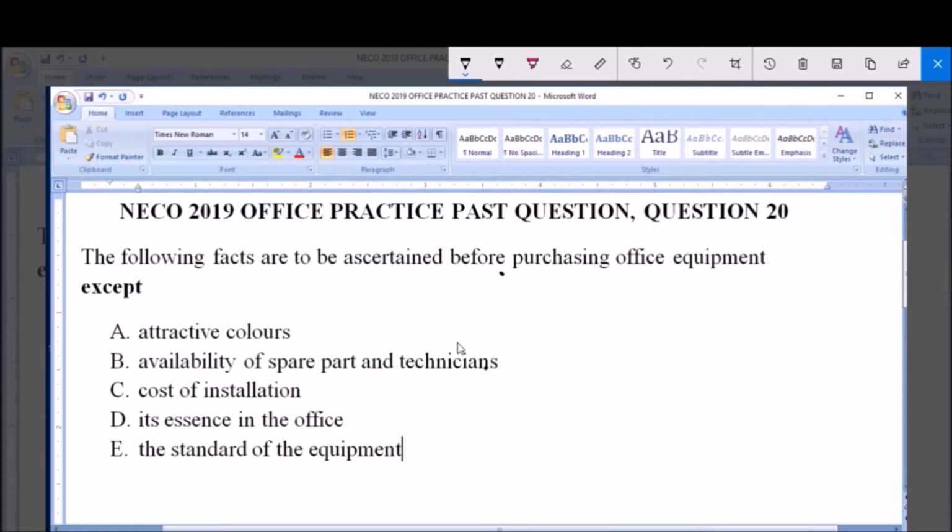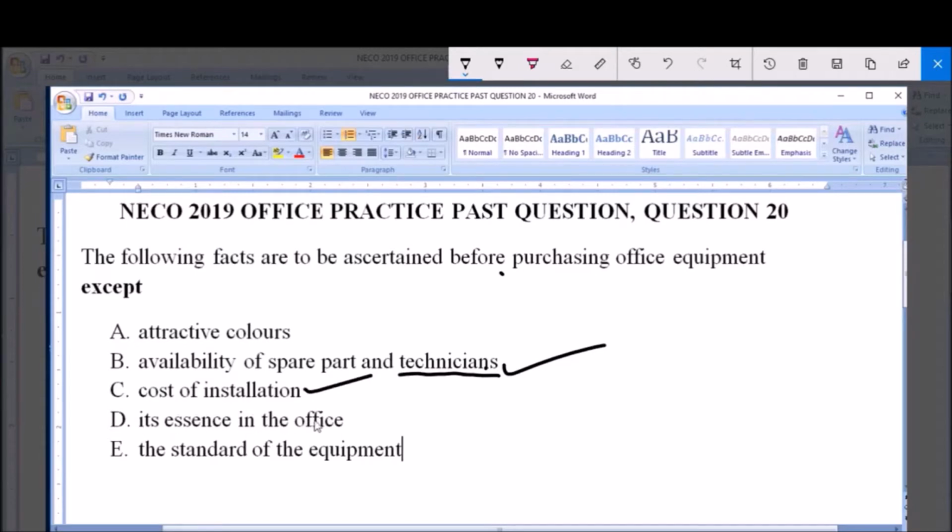Now, it is important that when purchasing any office equipment, we are able to ascertain that there are spare parts. Option B says availability of spare parts and technicians. That is, if any part of this equipment gets spoiled or broken, at least it should be replaceable. And we should ensure that there's a technician that specializes in this equipment that can help. C says cost of installation. It's also important we take note of the cost of installation. So it is a fact to be ascertained.